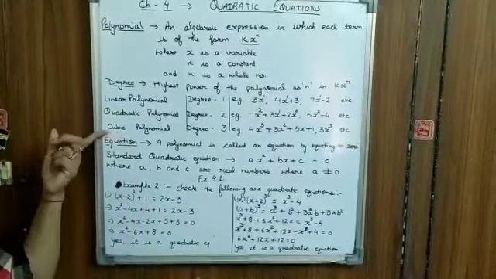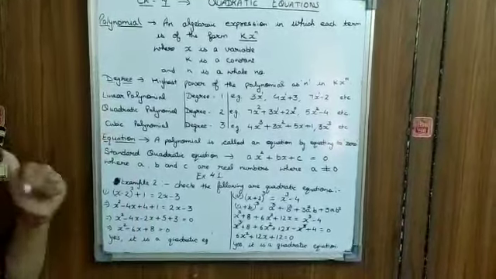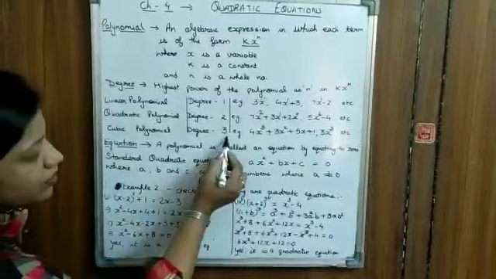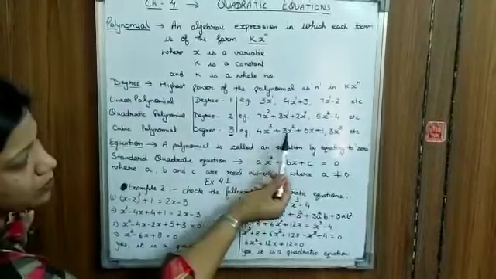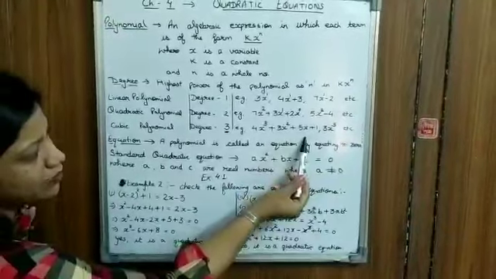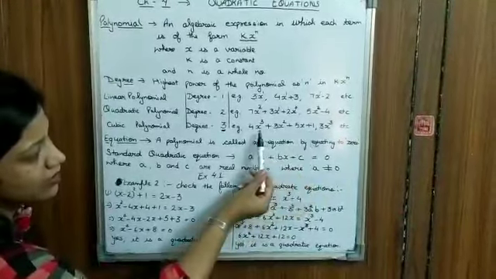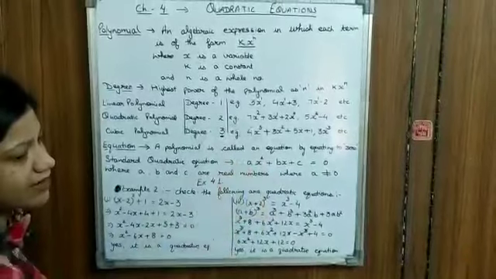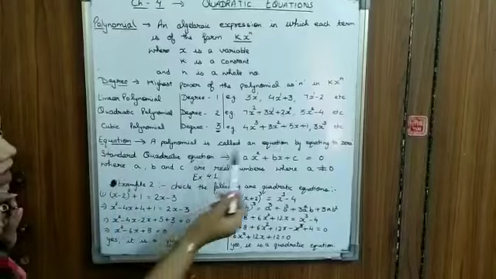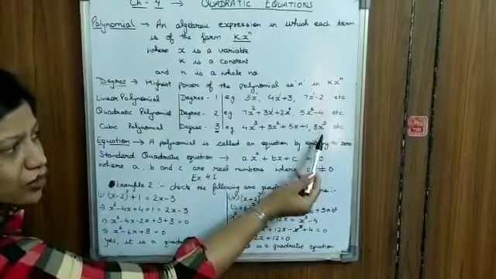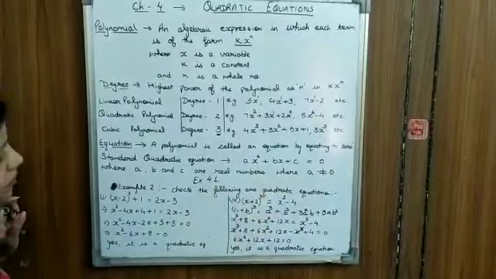Let's come to the next, cubic polynomial. Cubic polynomial is a polynomial with degree 3. As example, 4x cubed plus 3x square plus 5x plus 1. In these all you can see easily that the x highest power is 3. So we say it is a cubic polynomial. As like 3x cubed, this is also a cubic polynomial.